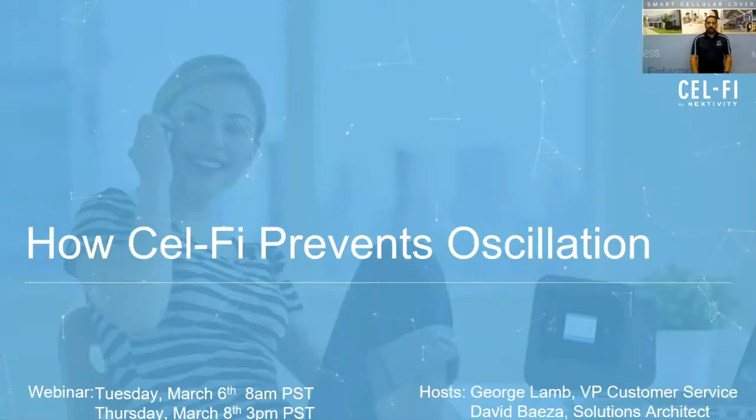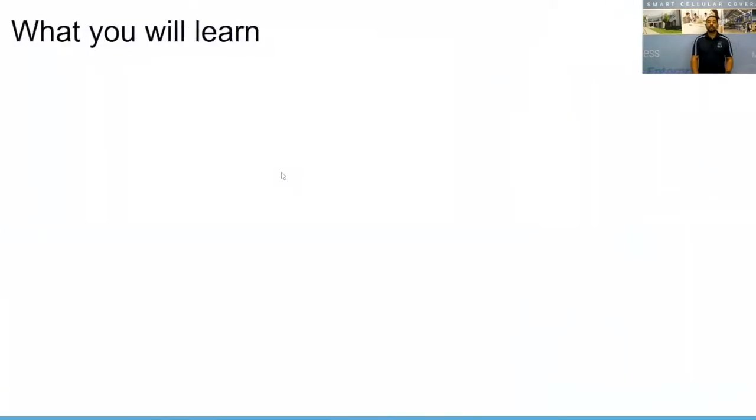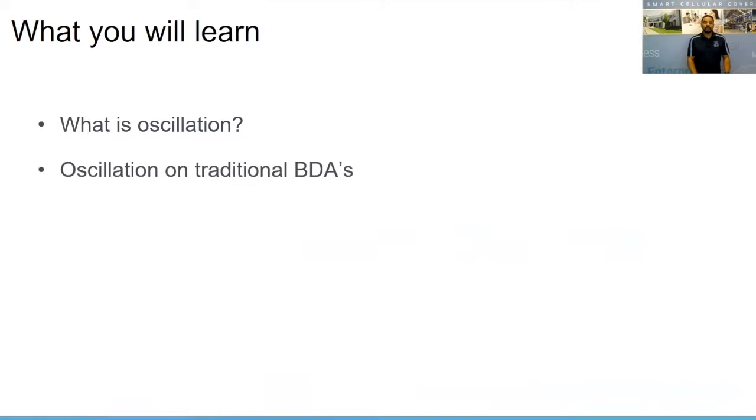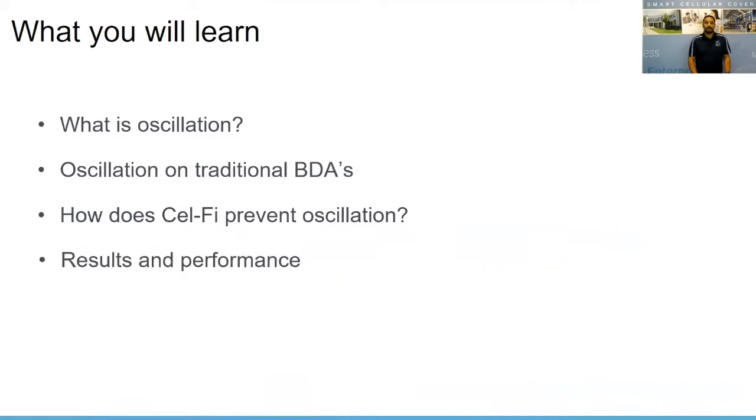Alrighty, how Cel-Fi prevents oscillation. What we're going to learn today in this webinar is what oscillation is. Then we will see how oscillation can affect traditional BDAs or wideband repeaters. Then we will go into how exactly Cel-Fi prevents oscillation from occurring. And then finally, we'll look at some results in actual real-world performance of a forced oscillation condition and see how the Cel-Fi performs in that environment. Then again, we'll have question and answer sessions, and then we'll review the material that we cover in this webinar at the end. So I will go ahead and get started.